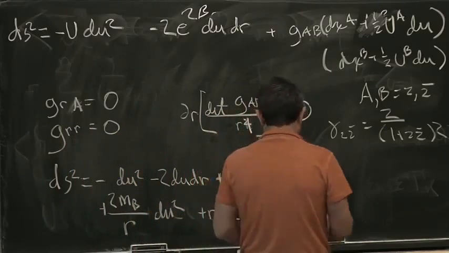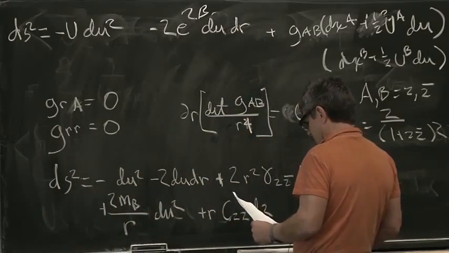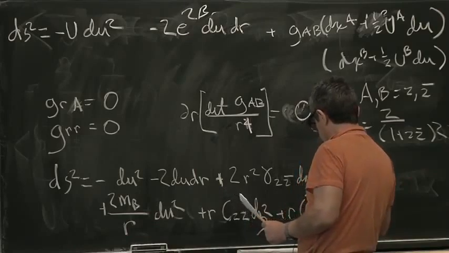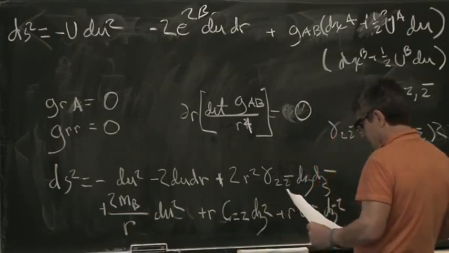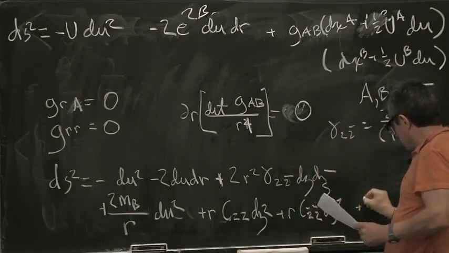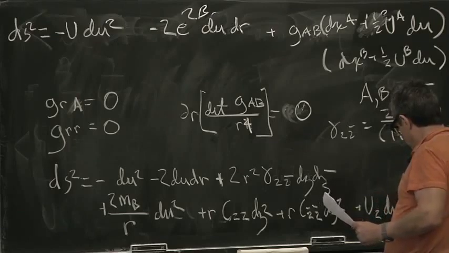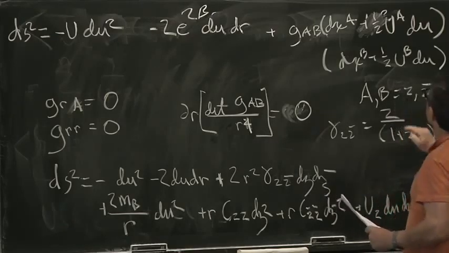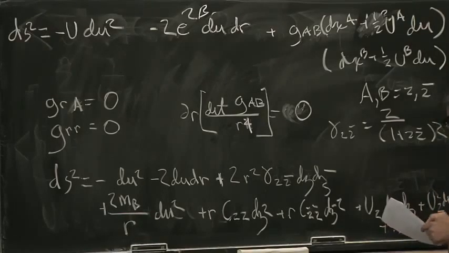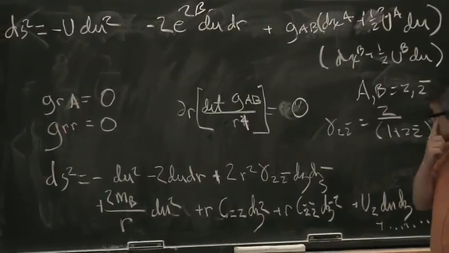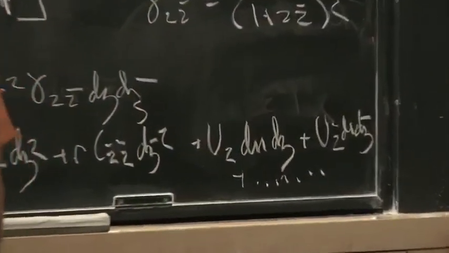And then we have plus the complex conjugate, r C_z zbar, since the metric has to be real, of course, dz bar squared. And then we have plus U_z du dz. That's these cross terms here, plus U_zbar du dz bar. And then there's more terms that continue with this expansion, which are not completely arbitrary.